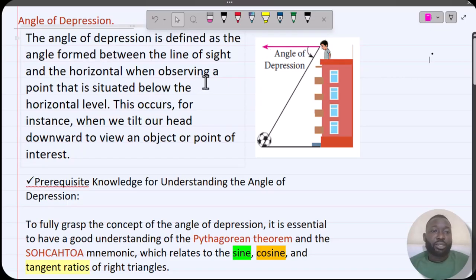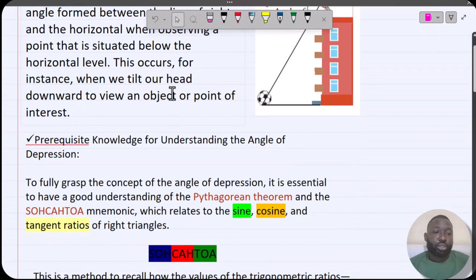When observing a point that is situated below the horizontal level. This occurs, for instance, when we tilt our head downwards to view an object or point of interest. Okay, so basically that's all about it. Angle of depression, right? Meaning that you are looking at something down, like depressed, you are down, you're looking at something down, right?